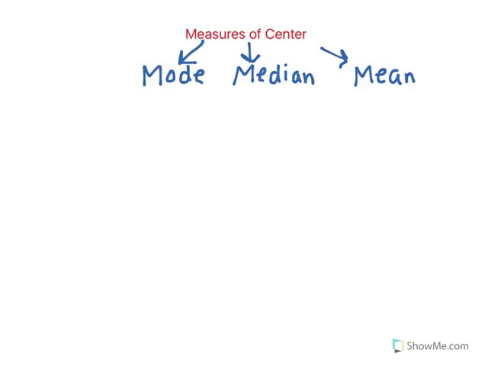Today we are going to look at measures of center, and this includes three different things. It includes mode, median, and mean. And all three of these, although they are different, they kind of help us to determine this idea of typical. What is typical for a set of data? And all three are different.